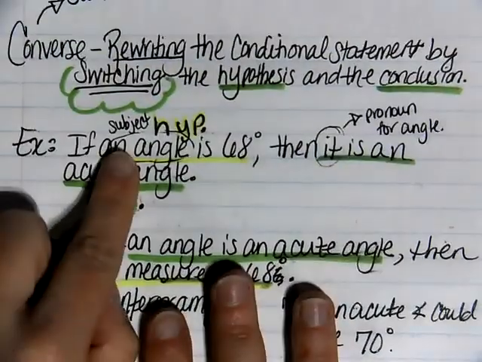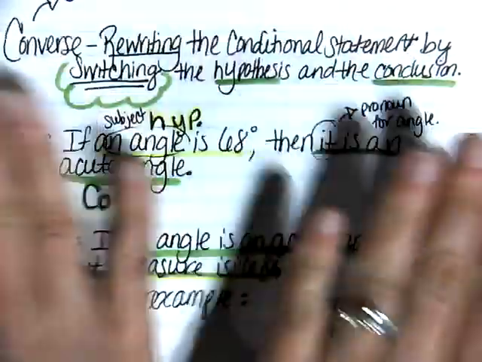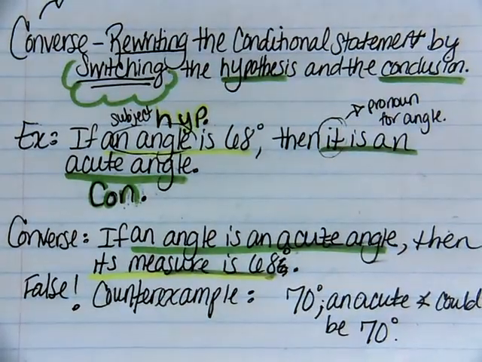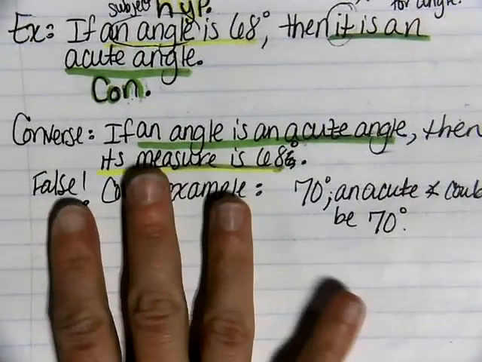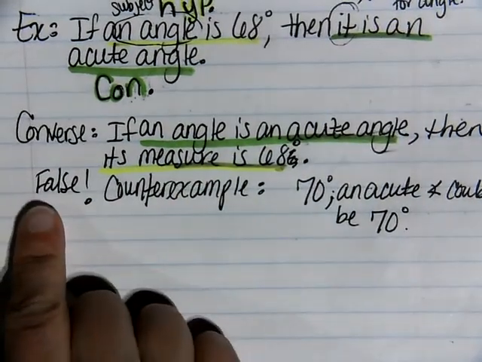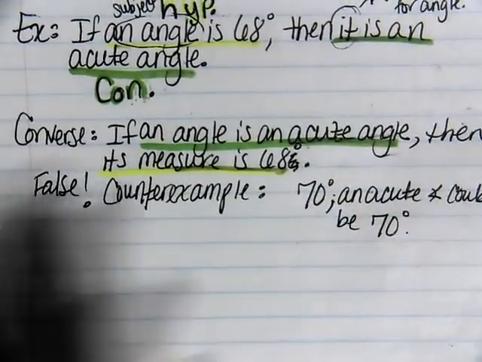Make sure that you identify what your subject is. We are switching the hypothesis and the conclusion. And whenever you're providing a counterexample because a statement is false, you only need one.